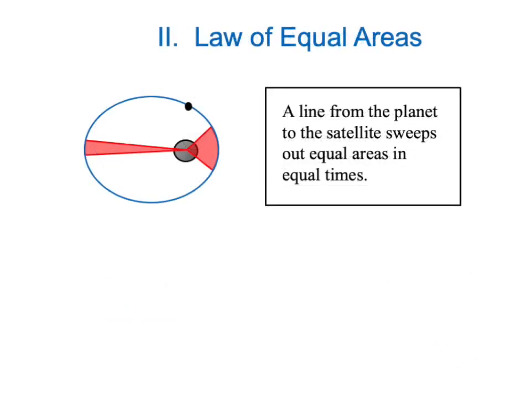Kepler's second law says that a line from the planet to the satellite sweeps out equal areas in equal times. This means, of course, that in the parts of the orbit where the satellite is closest to the planet, it's moving more rapidly than when it is farther away.